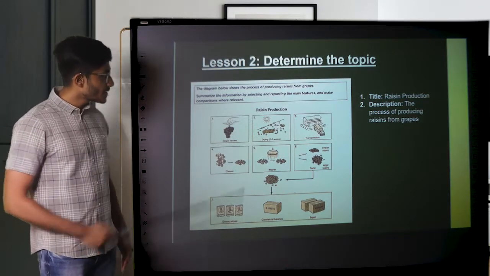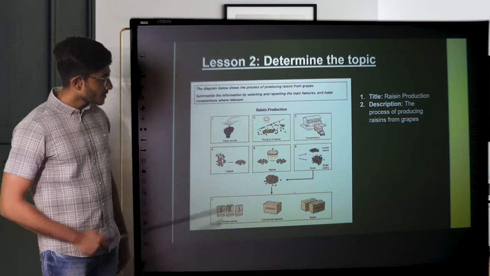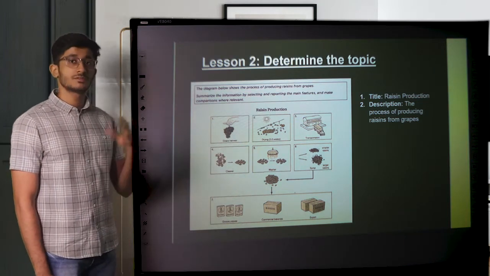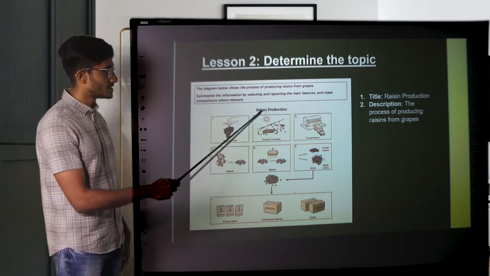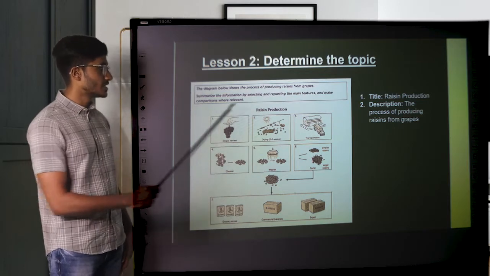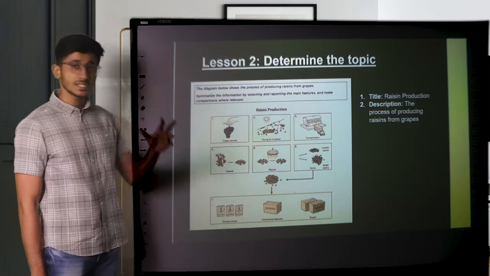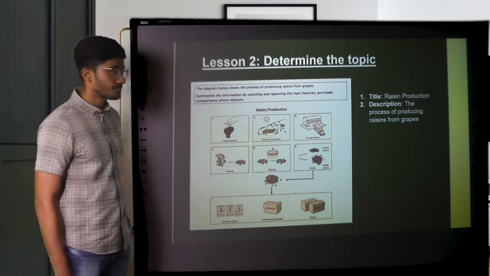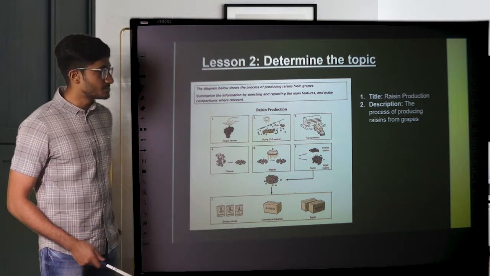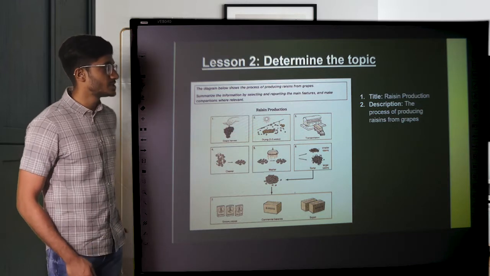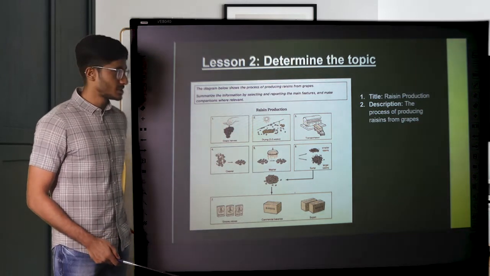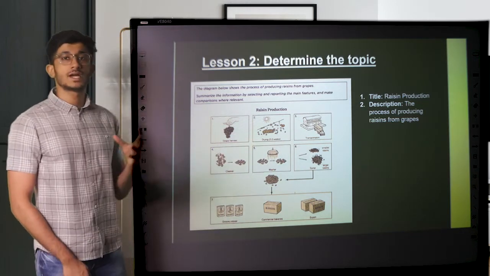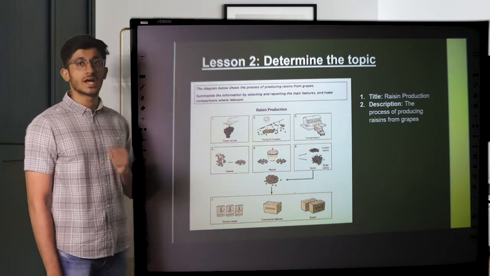Here we have a particular graph which says raisin production. In order to determine the topic, you have to read the title and you have to read the instruction. So what is the title? The title is raisin production. And the description is basically the process of producing raisins from grapes. Once you have the title and the description, you have determined the topic of the process diagram.